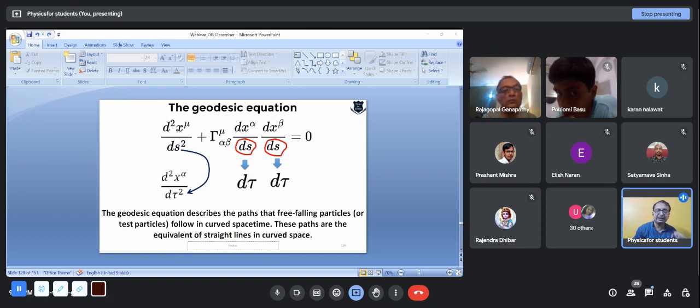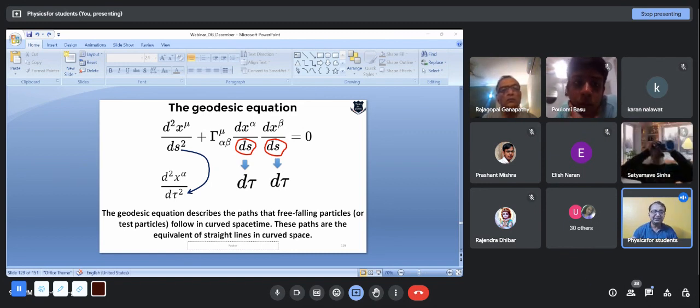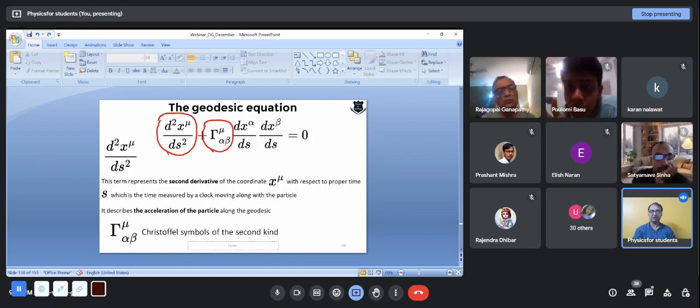Now, here you see quickly, this is actually the geodesic equation. I think Rajagopala sir or others will appreciate this. Now, you see this d square x mu by ds square is the same as d square x alpha by dt square. This is what is called tau. Both equations are sometimes written with tau, and ds is also written as d tau. Now see what happens here.